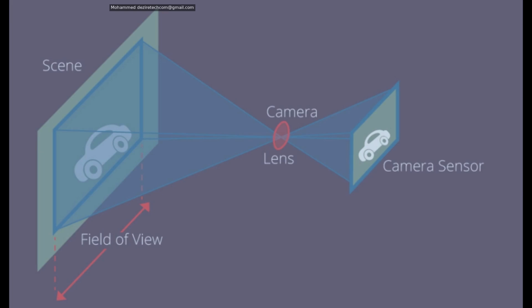Number four, field of view. The field of view of a camera determines the width of the image captured by the camera. A wider field of view will capture more of the scene, while a narrower field of view will capture less.